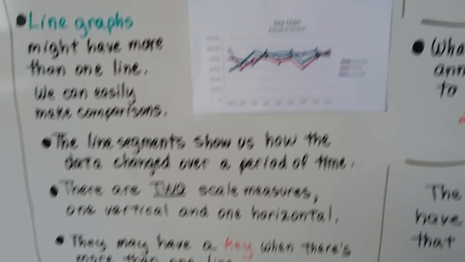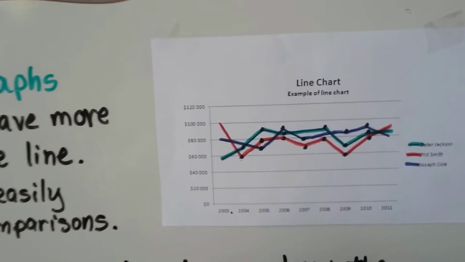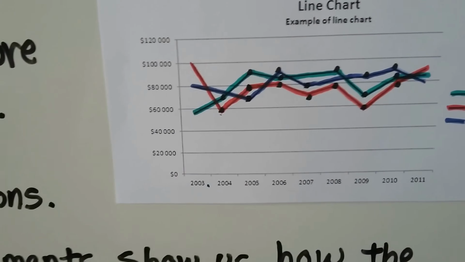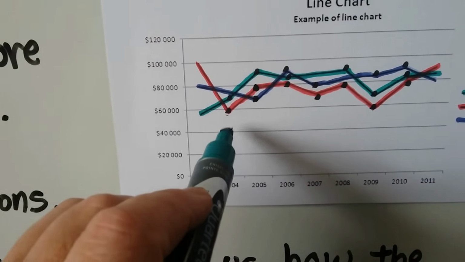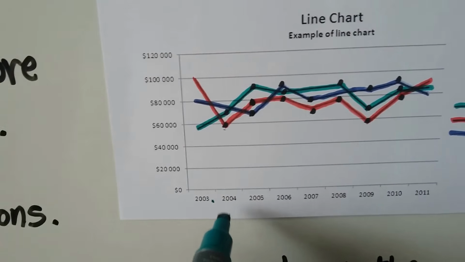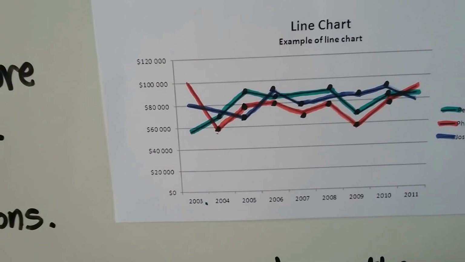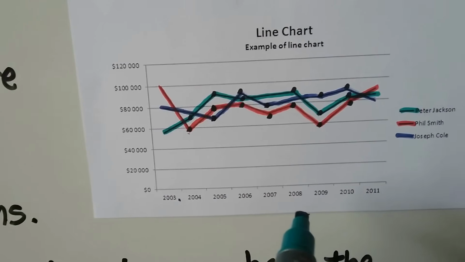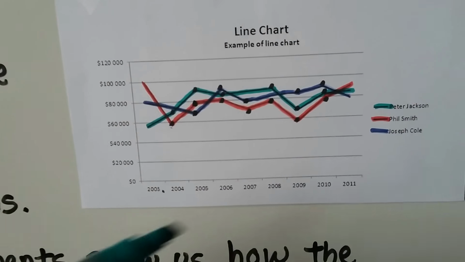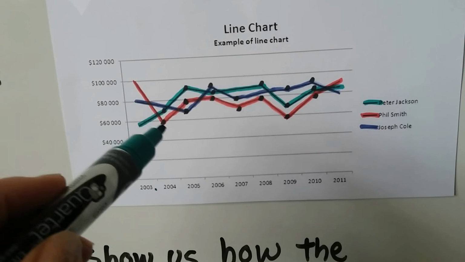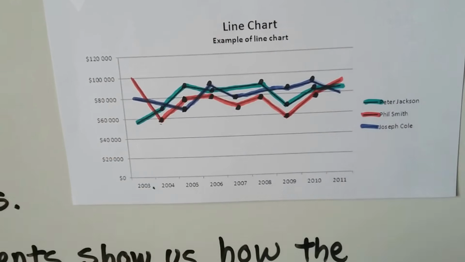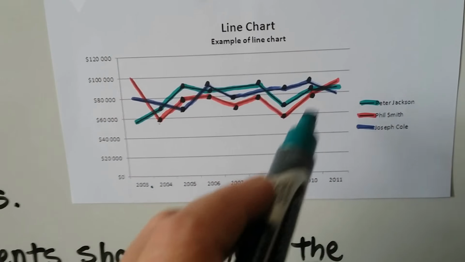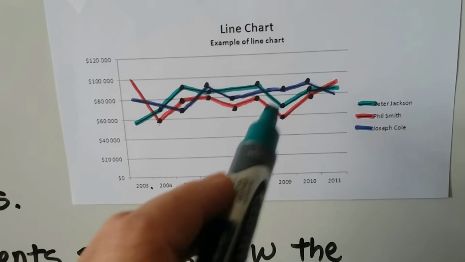a line segment. So what we do is we take the information we have, like Phil Smith in 2004 was at 60,000. We put a dot there. And we do the next year and the next year and the next year for Phil Smith. And then we take that one color we chose and we connect those dots with little line segments to make one big red line. We can see the trend of what's happening.